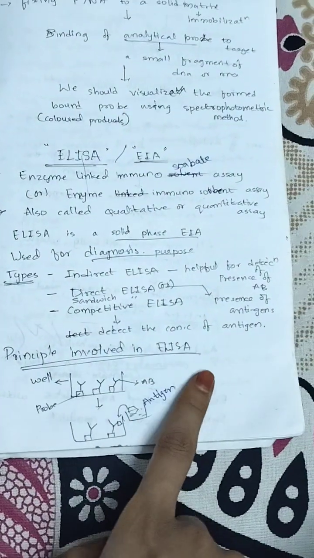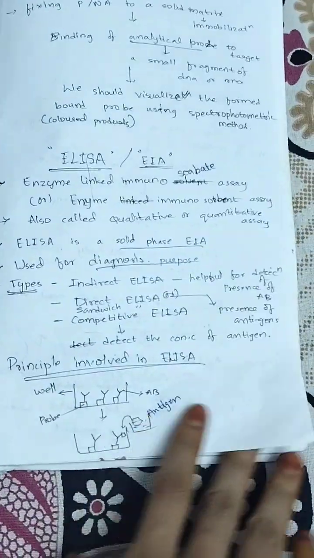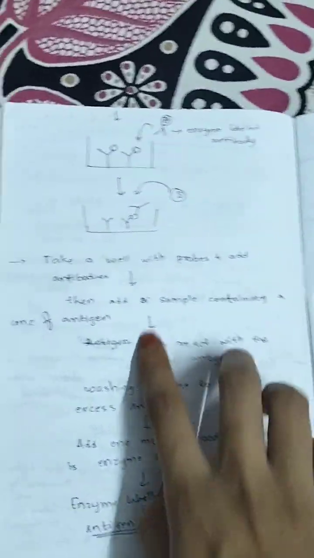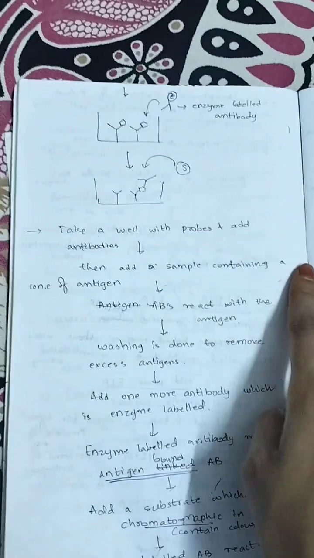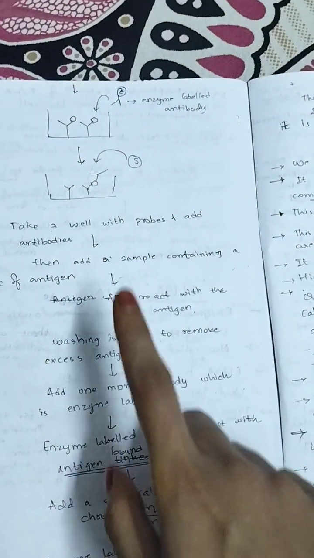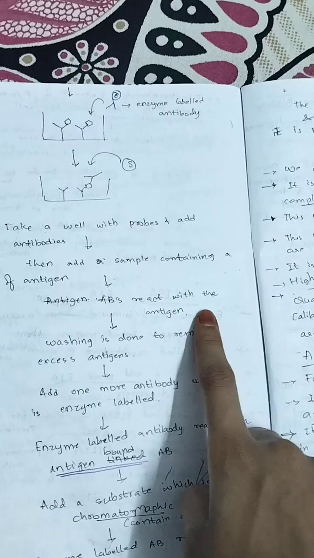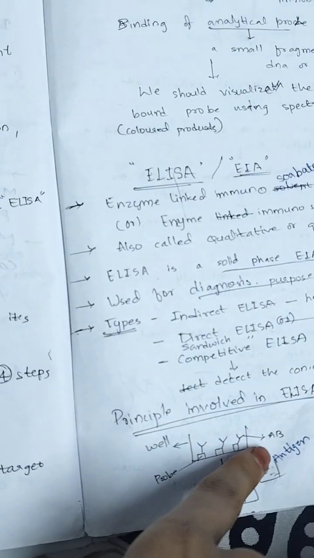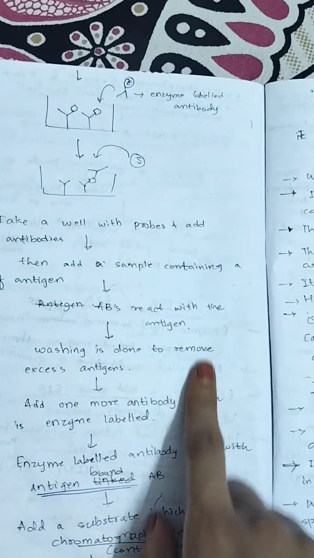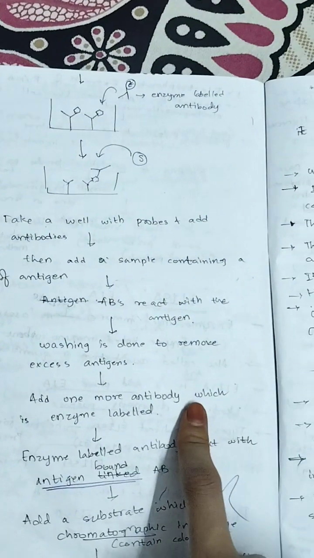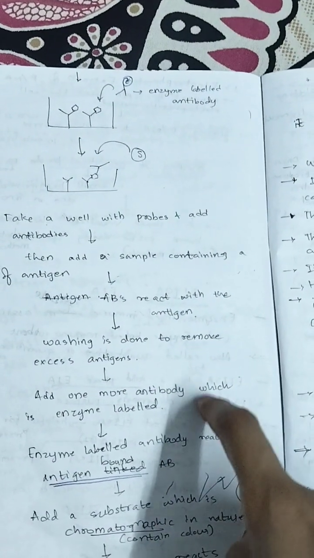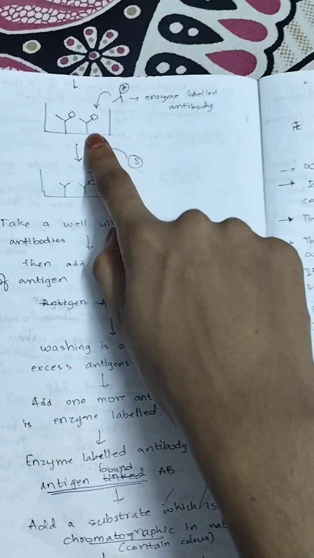The principle involved in ELISA is that we take a well with probes and then primary antibodies are added. Then a sample containing the antigen is added. The antibody reacts with the antigen and forms a complex, and then it is washed. Washing is done to remove the excess antigen, and secondary antibodies are added. These secondary antibodies are enzyme labeled antibodies.